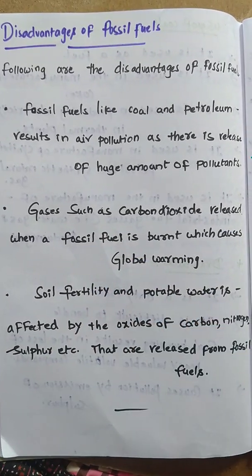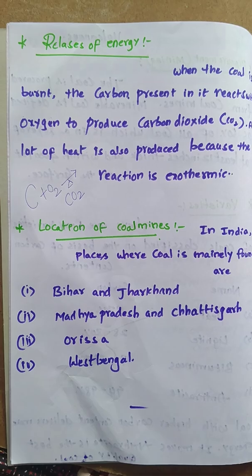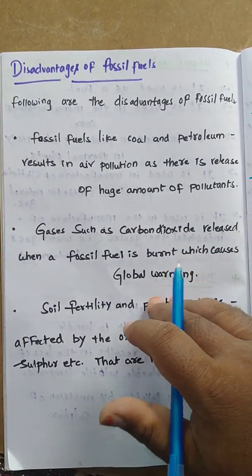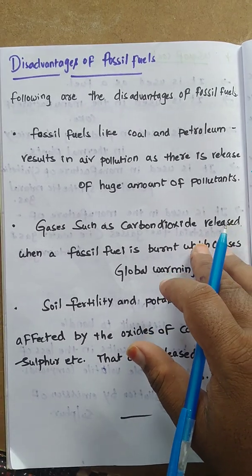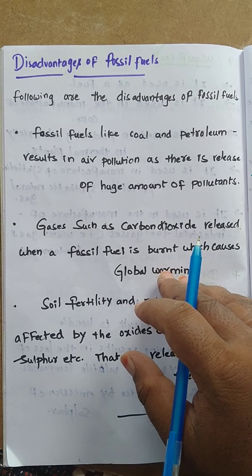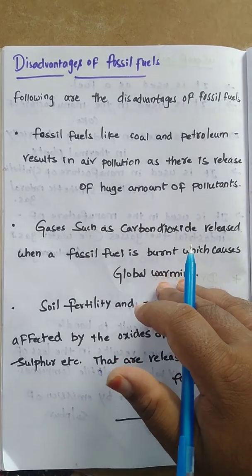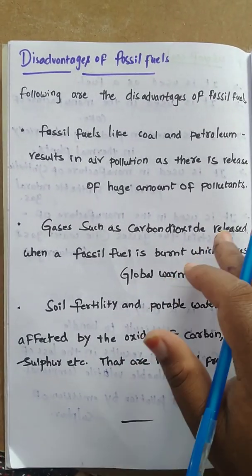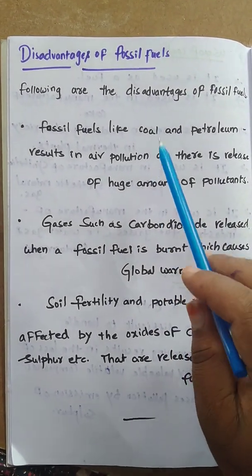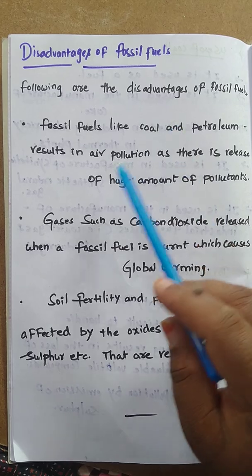Now I'm going to continue one more lecture, that is, the disadvantages of fossil fuels. Already I discussed fossil fuels. These fossil fuels are conventional sources of energy, or non-renewable energy sources. And what are the disadvantages of fossil fuels? Now I'll discuss. See, following are the disadvantages of fossil fuels.